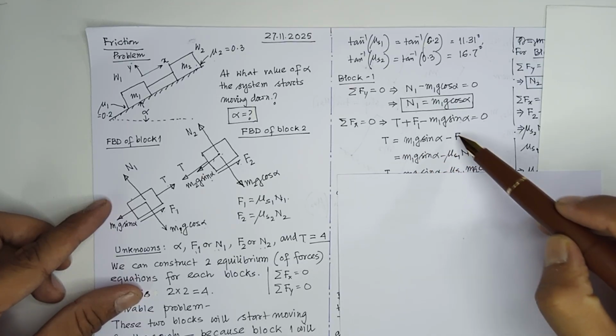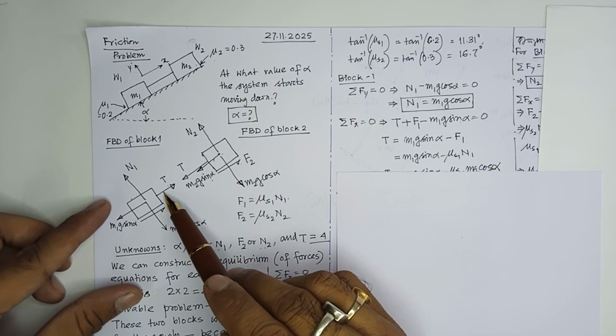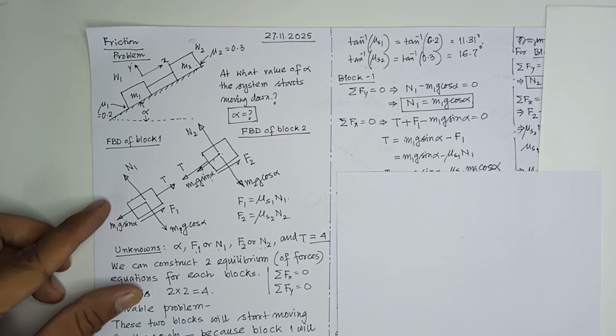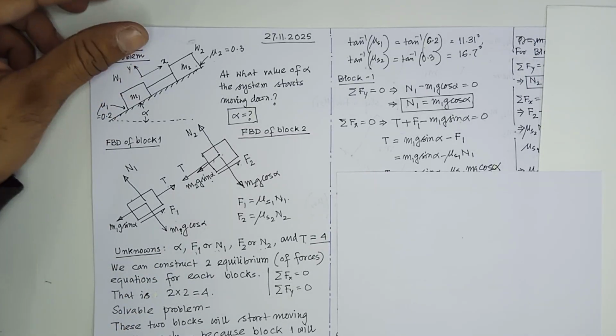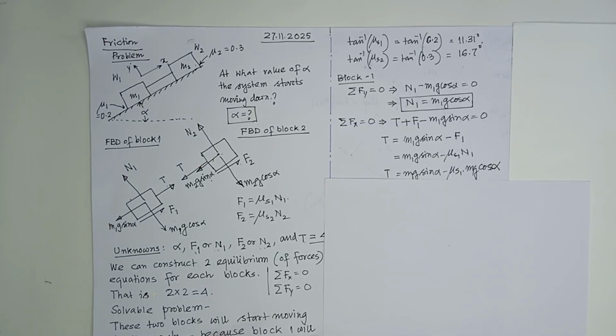Why am I determining t? Because from this I will determine t and I will replace t for block 2. Because t I have not been asked to determine, which means the final solution is not t, so we will replace or eliminate t from block 1 into block 2. That is the strategy of the solution.